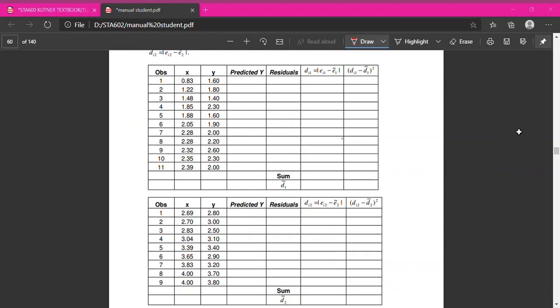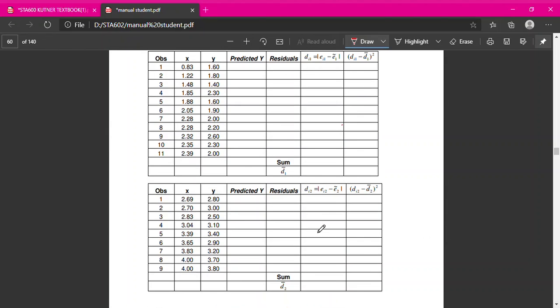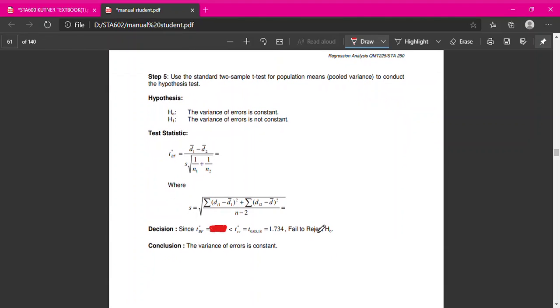So sama jugalah dengan the next group. You need to find this. Squarekan dia. Total of this column, you akan dapat summation of D2 minus D2 bar square. Okay, so we need all this value to calculate the S square dan juga T. Right? So let's say we have all the value. So then we can continue with the hypothesis, which is H0 adalah the variance of error is constant, and then H1 the variance of error is not constant.